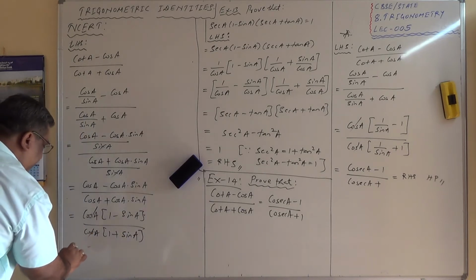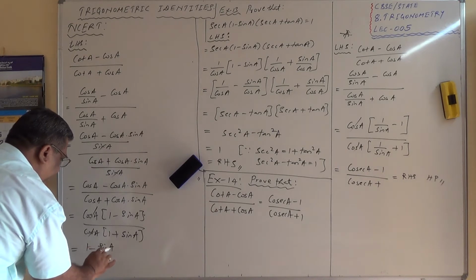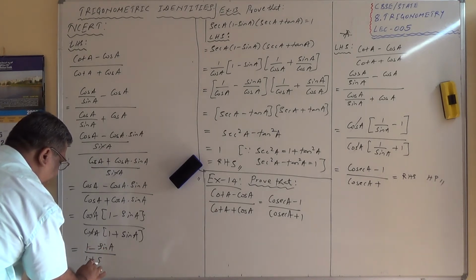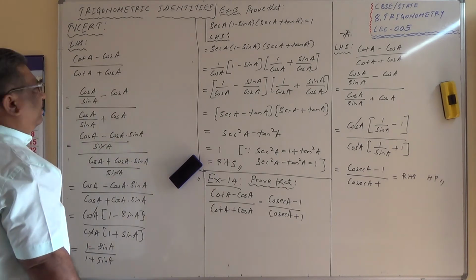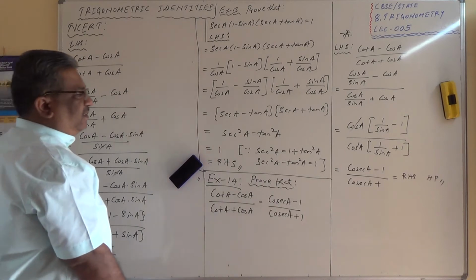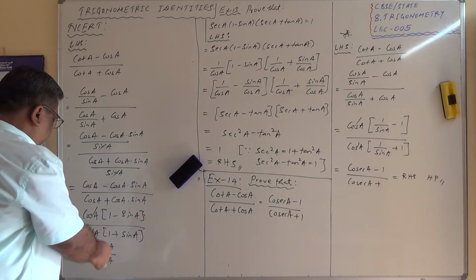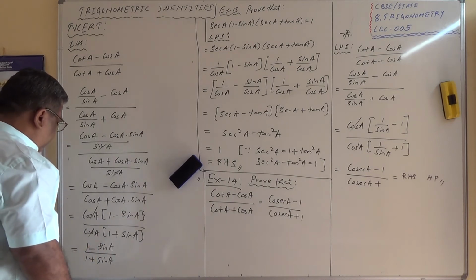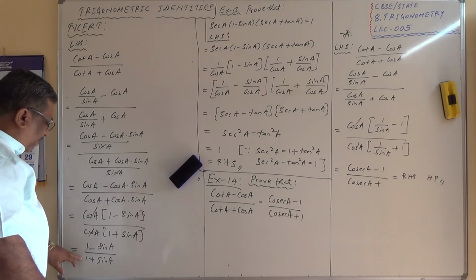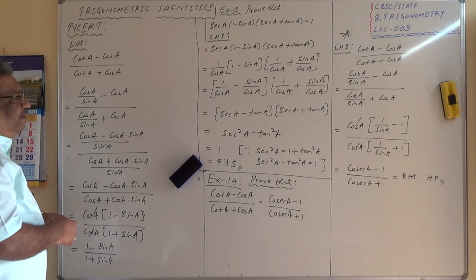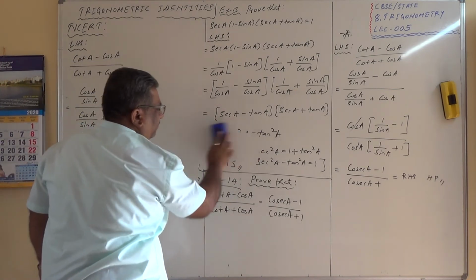Okay, cos A cancels, which equals (1 minus sin A) divided by (1 plus sin A). But I require it in terms of cosec A, isn't it? Cosec A minus 1 divided by cosec A plus 1. So how do you write it now? How do you take it? There is a problem here. So let me try to adopt some more things and see whether it is possible.